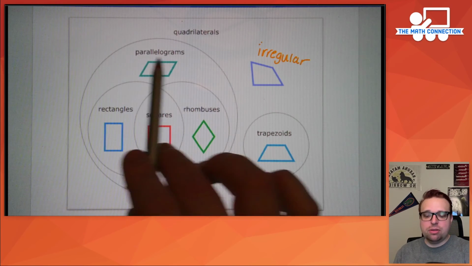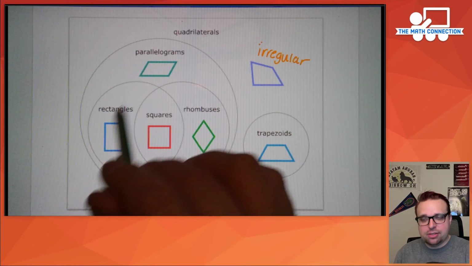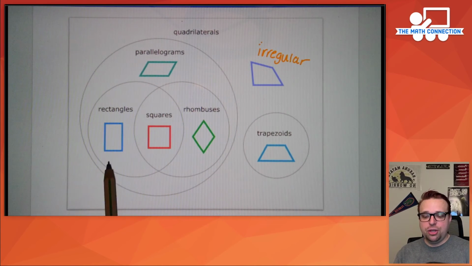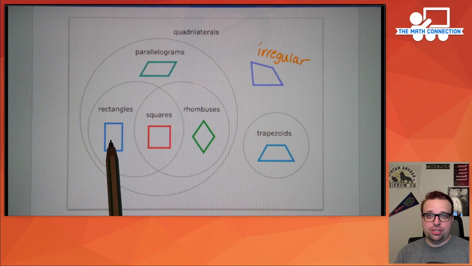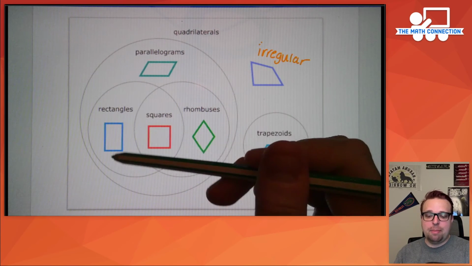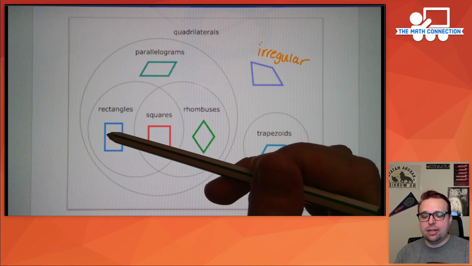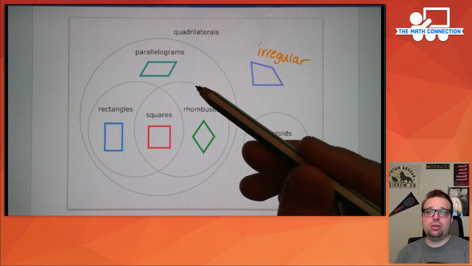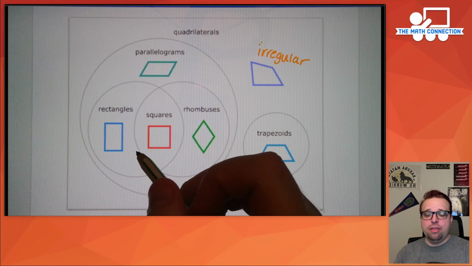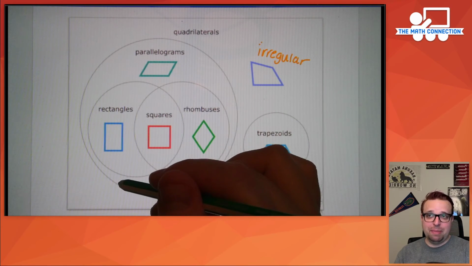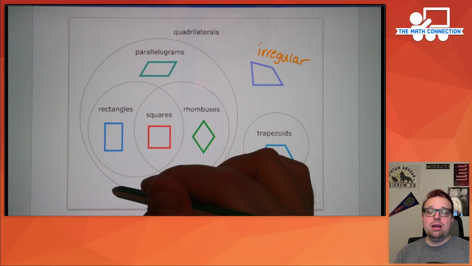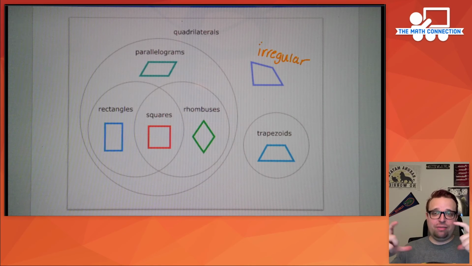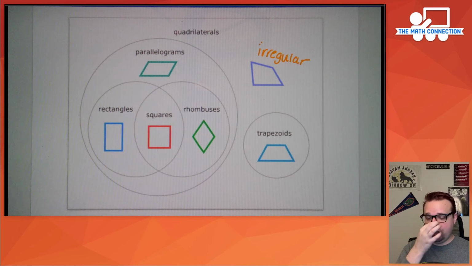Inside of parallelogram, so this big circle here, this encompasses all these shapes, all right? There's special kinds of parallelograms. You have a rectangle, which is a parallelogram, because the top and the bottom pieces are parallel, and the two side pieces are also parallel to each other. But what's special about a rectangle is that the top and the bottom pieces, the bases, have the same measurement as each other. And the sides of that rectangle have the same measurement as each other.